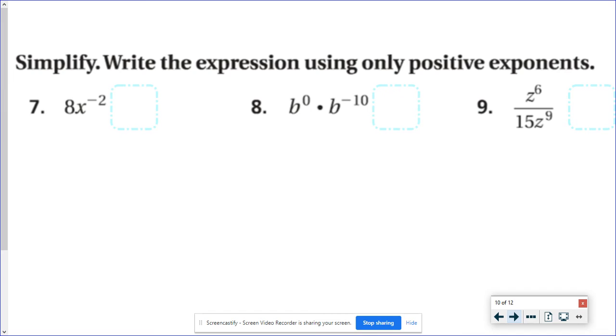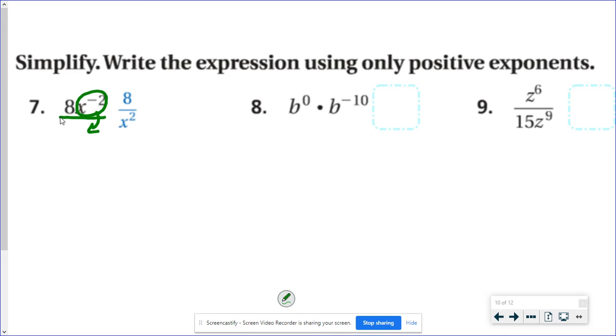Again, in these kinds of problems, be careful. Number 7 does not have parentheses. This is not saying that the entire thing is to the -2 power. Only the x has that exponent. This is not happy, and it wants to move into the denominator. When I do that, the 8 will stay in the numerator, and the x squared goes to the denominator.